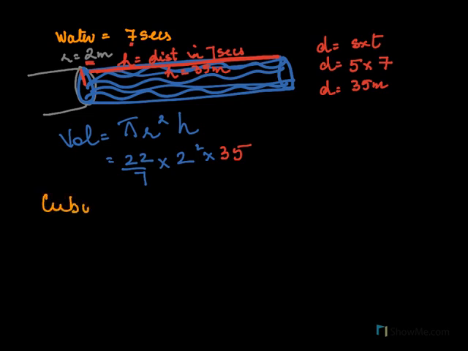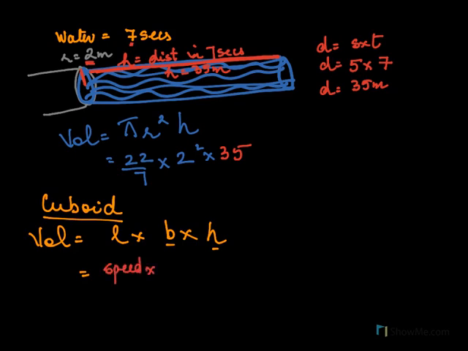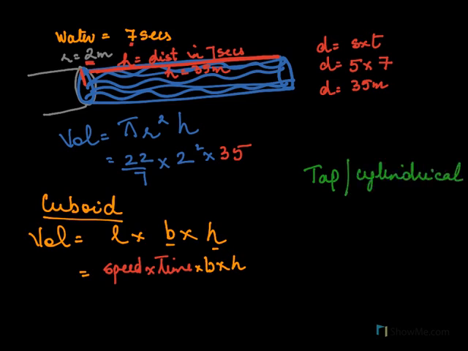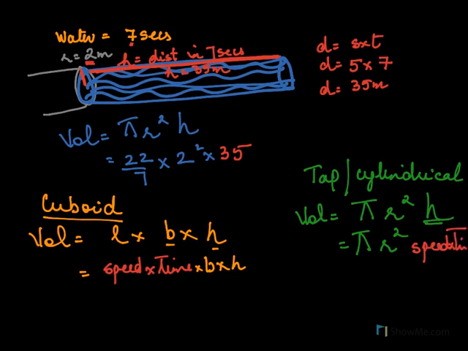To summarize it, if your water is coming out from a cuboid, you will write volume is length into breadth into height. The breadth and height will be given to you. However, the length will always be speed into time because it is the distance traveled by the water. But however, if your water is coming out from a cylinder, like from a tap or any cylindrical shape, then the volume of water in this case will be pi r square h. And here the r will be given to you. However, the h will be now your speed into time. So these two formulas you need to remember.